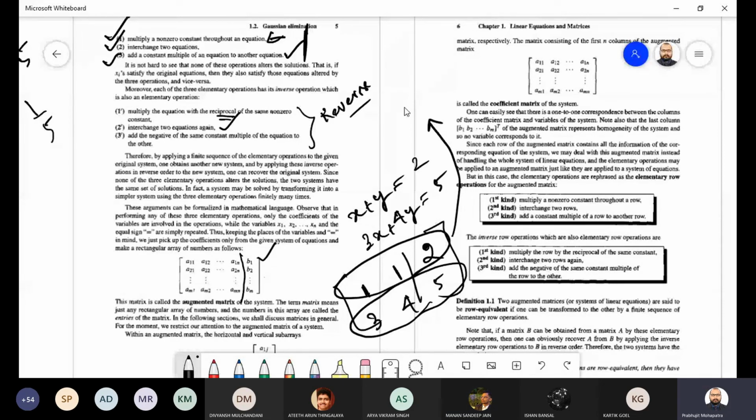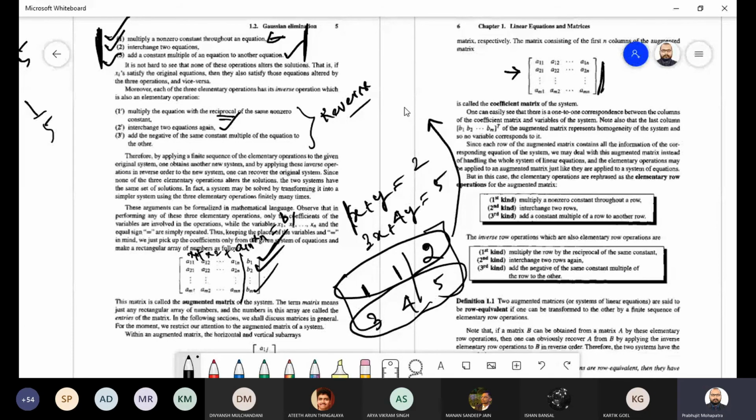And here this is nothing but a system of equations: a11 x1 plus a12 x2, similarly up to a1n xn equal to b1. This is our first equation, similarly the second. So the equations also we can write in terms of a matrix. Whatever operation we are doing with the equations, the same operation we can do with the matrix.